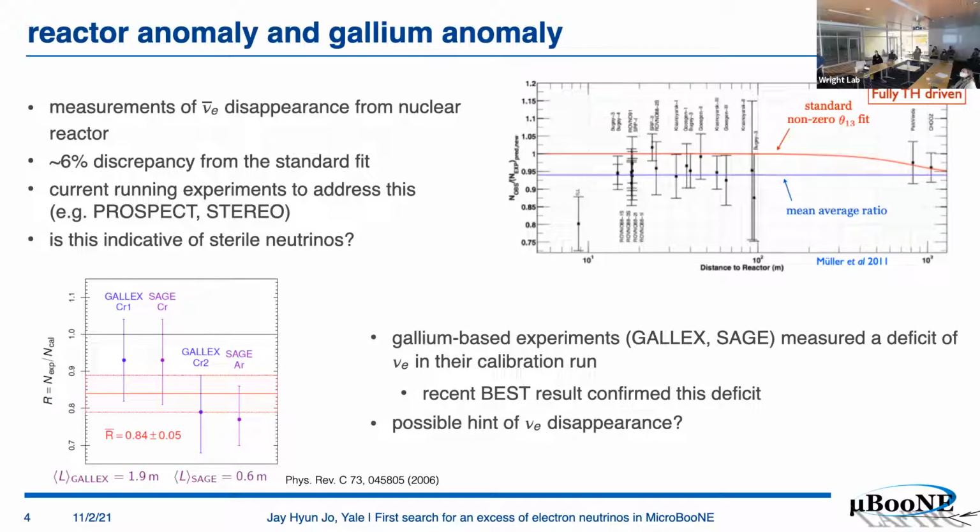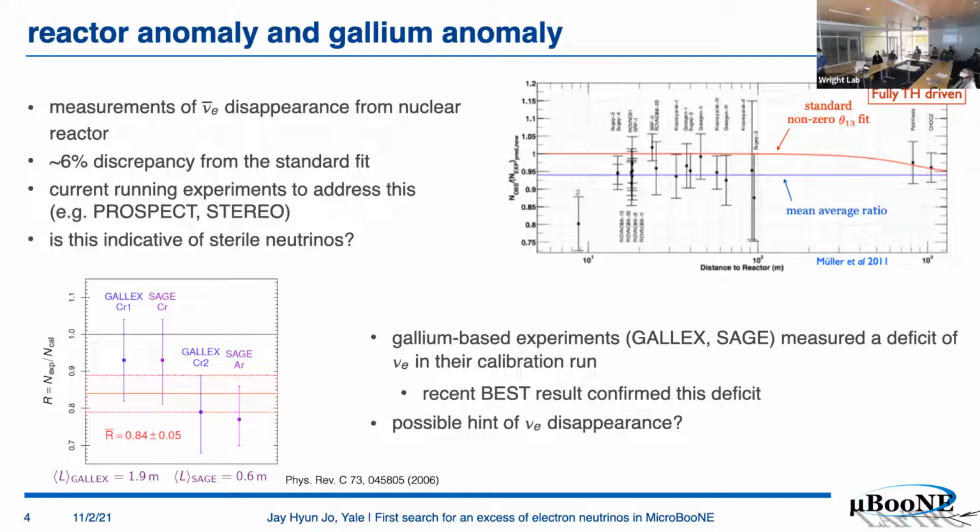And it's kind of leading towards that we also need to understand the nuclear physics and the flux of our nuclear reactors. However, this still is not completely solved yet, and people have been questioning whether this observation is indicative of a new type of neutrino.